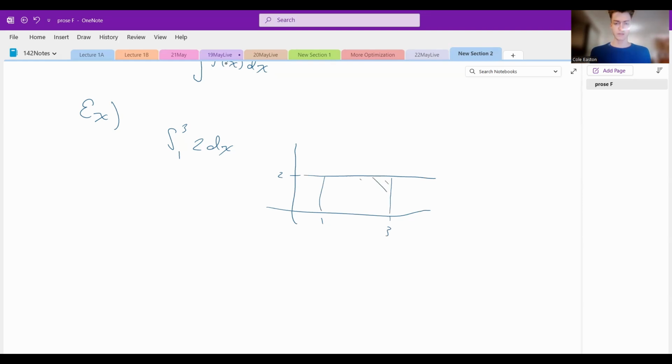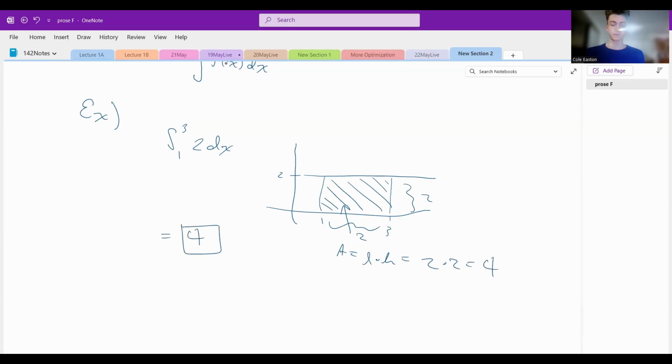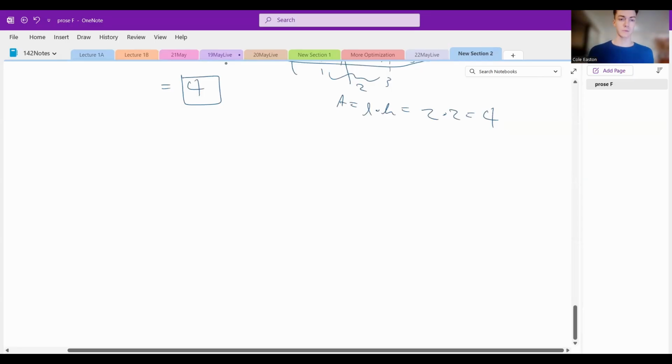And so that means that we want the area under this graph of the line y equals 2 between 1 and 3. So the area equals our length times our height. And so the length is 2, and the height is 2. And so the area is 4. So that is going to be 4. Okay, let's try another example.